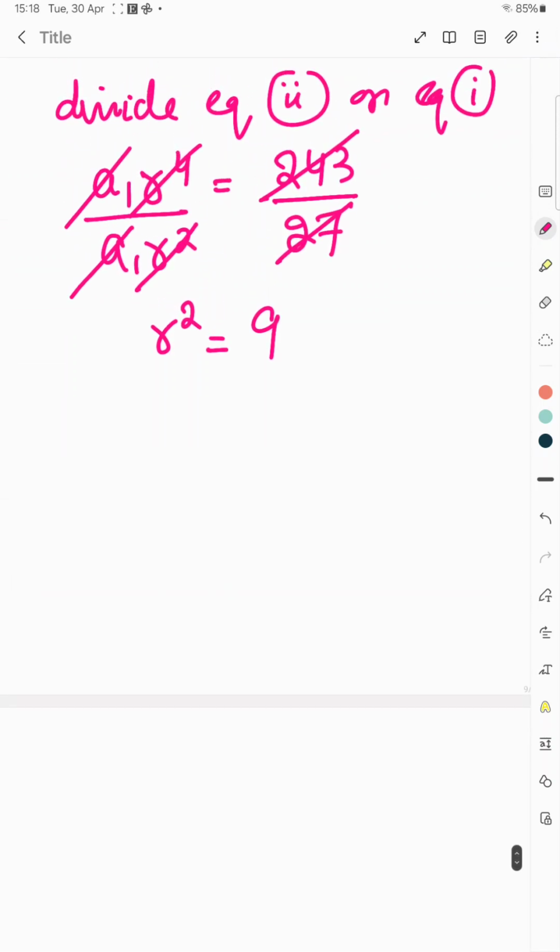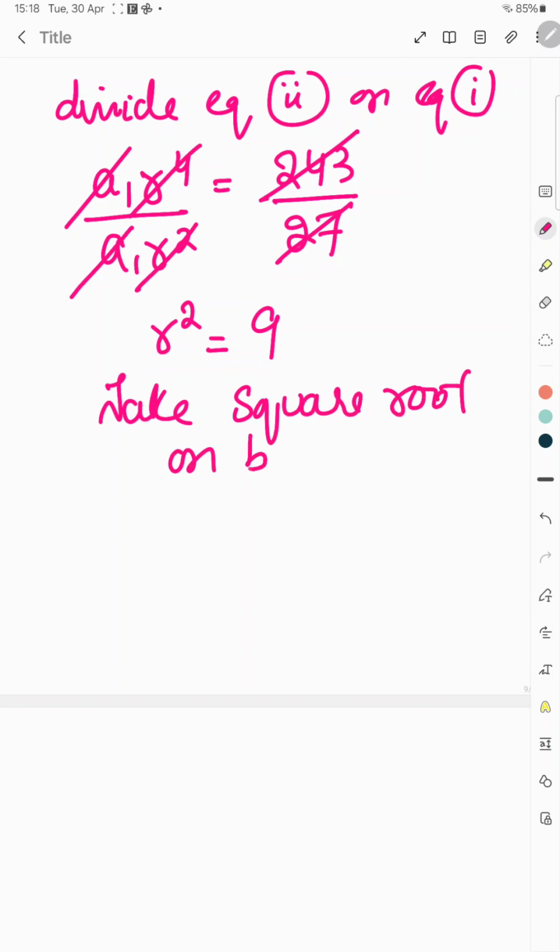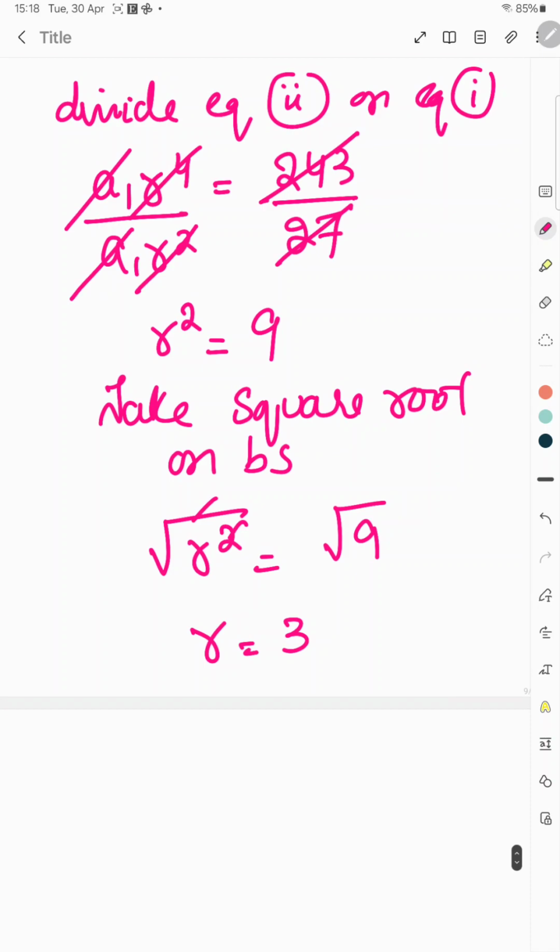So to eliminate the square, what we will do, we will just take the square root on both sides, because I want to eliminate this square. So just take the square root on both sides and I get the answer 3. So student, I have just found the value of r here, which is equal to 3.